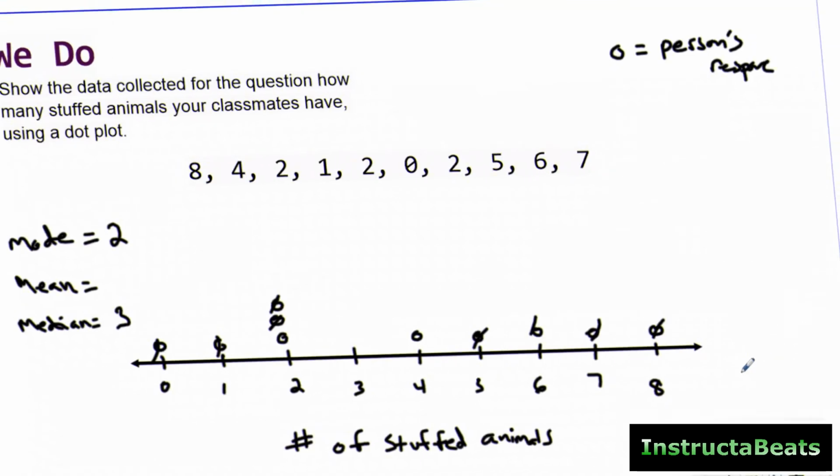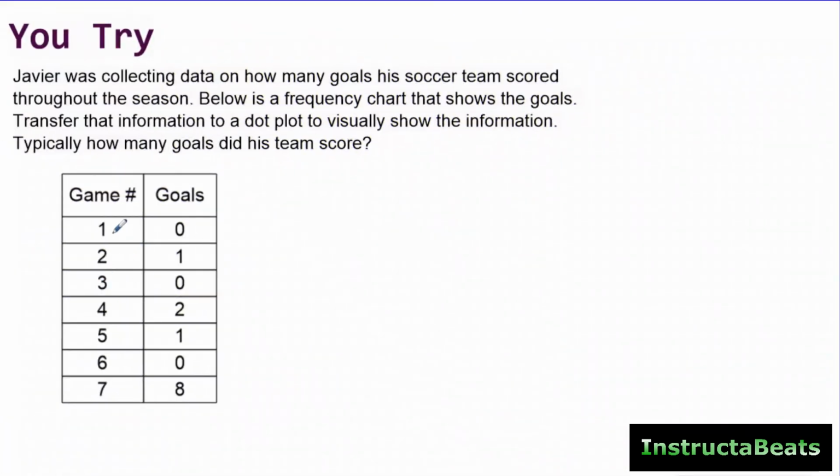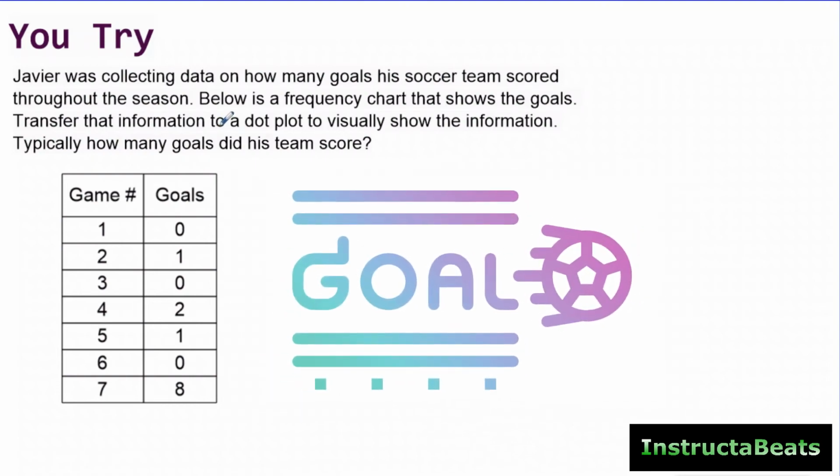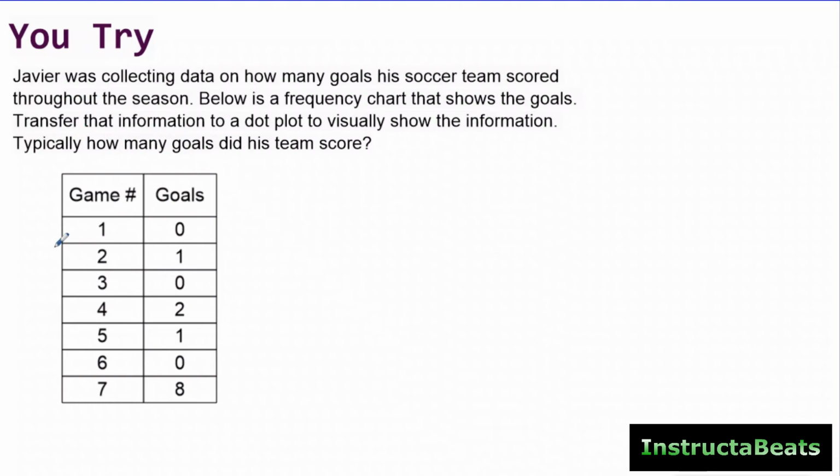Let's do a You Try problem. So here we have our frequency chart. For the You Try problem, it says Javier was collecting data on how many goals his soccer team scored throughout the season. Below is a frequency chart that shows the goals. Transfer this information to a dot plot to visually show the information. And my question says, typically how many goals did his team score? So my statement is going to say, his team typically scored blank goals.